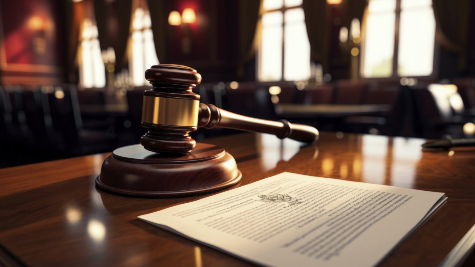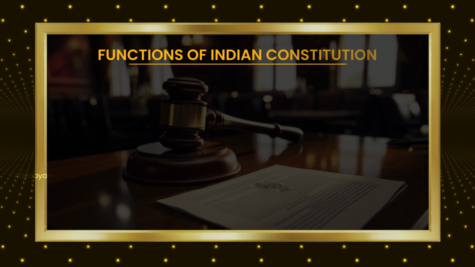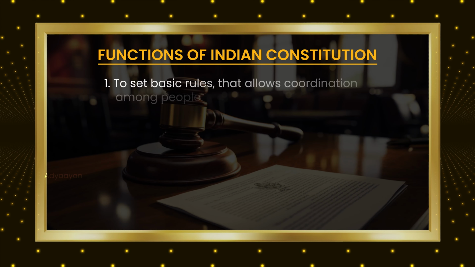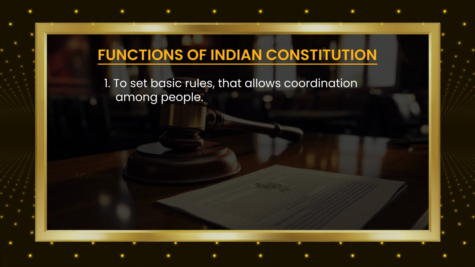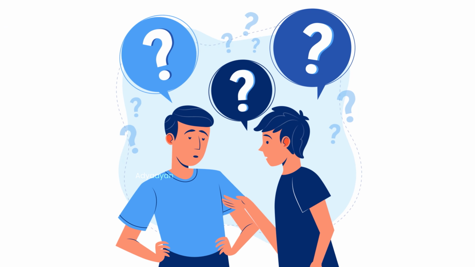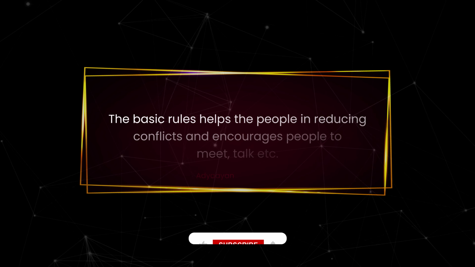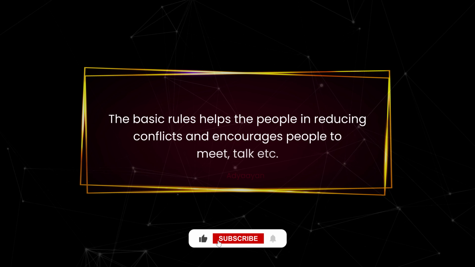The topic that we are going to discuss today is the functions of our Indian Constitution. Generally, there are 4 important functions of our Constitution. The first one is to set basic rules that allow coordination among people. Why are the basic rules important? Because the basic rules help people in reducing conflicts and encourage people to meet, talk, etc.